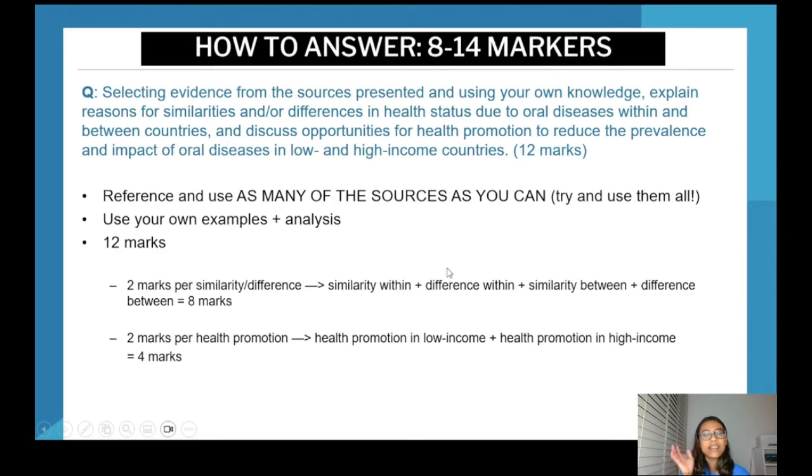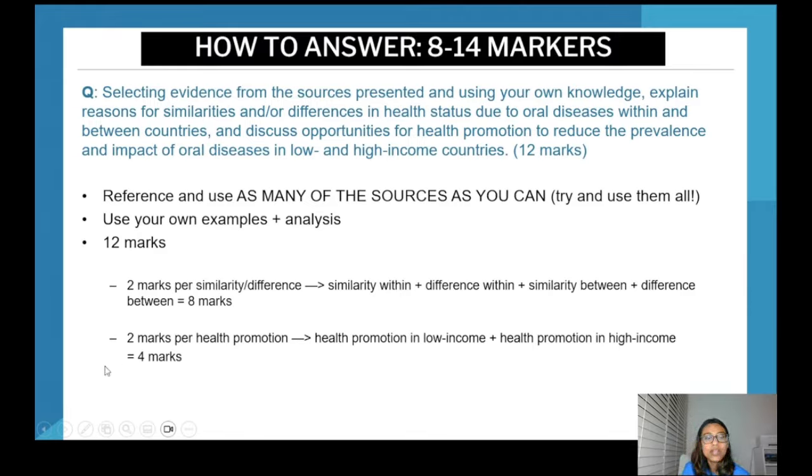You just have to annotate and break down the different parts of the question, make a plan, not in the margins, just next to it, so you know how you're going to answer the question, what you need to cover, and how you're going to sequence everything. So we've got 2 marks then per health promotion. So health promotion in low income, and then health promotion in high income countries.